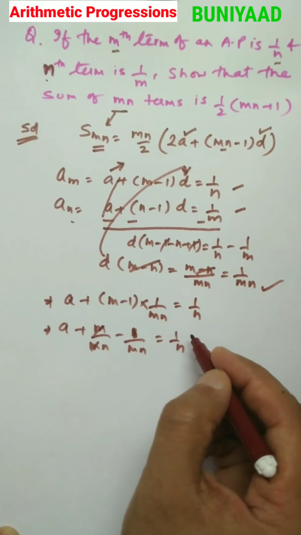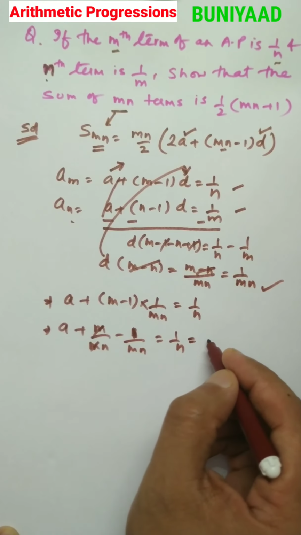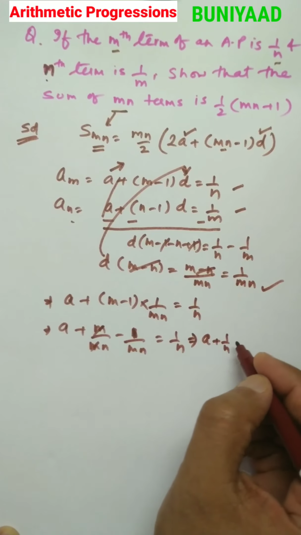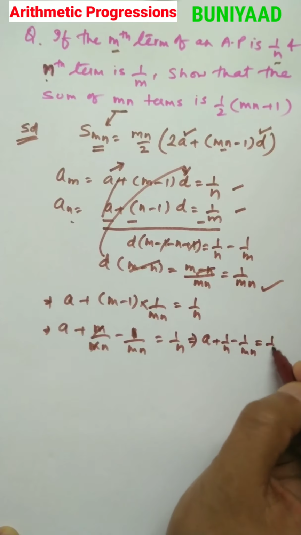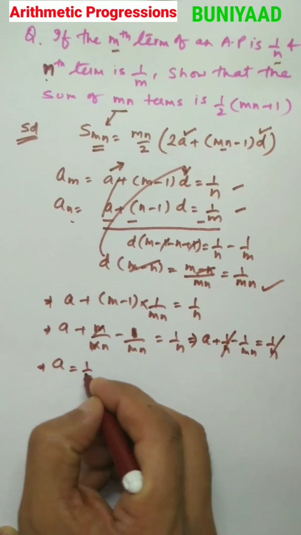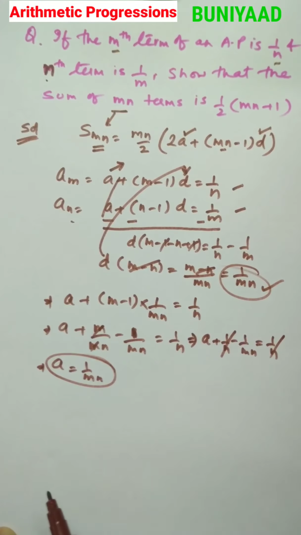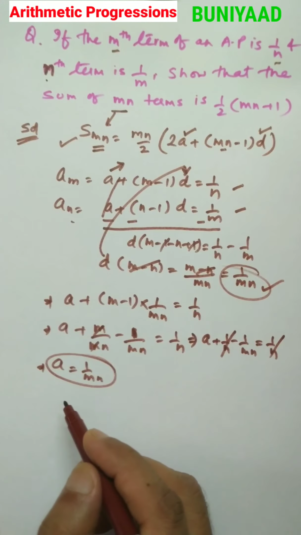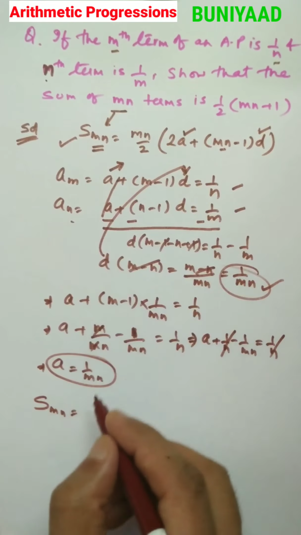It got cancelled. So we are left with, that is equals to what? This becomes a plus 1 by n minus 1 by mn equals to 1 by n. It got cancelled. So you got the value of a. What is that? 1 by mn. Now you have a, 1 by mn, you have d, that is 1 by mn. What do you have to find out? Smn.